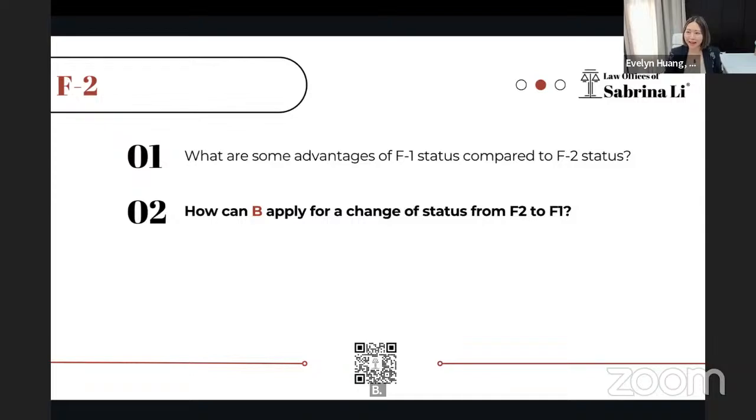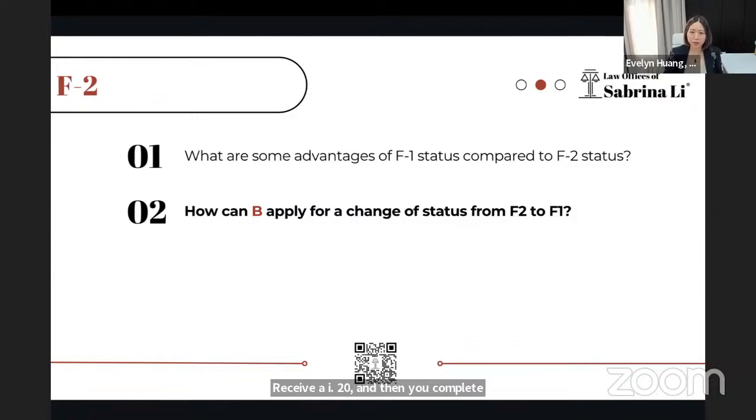So we mentioned that F2 is a dependent status. Once the divorce is finalized, his or her F2 status is over, and there's no chance for this person to apply for change of status. So you want to do it as early as possible. Then same procedure: find a school, get admitted, receive an I-20, and then you complete your application.